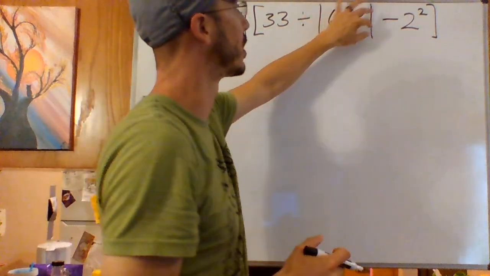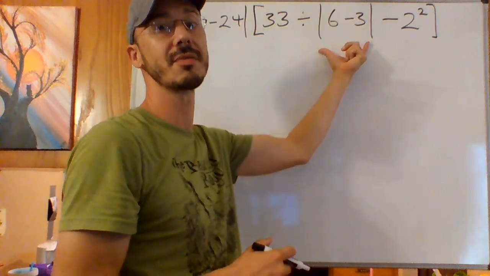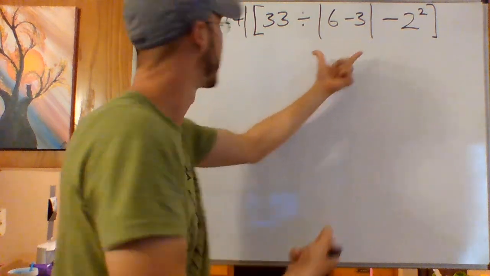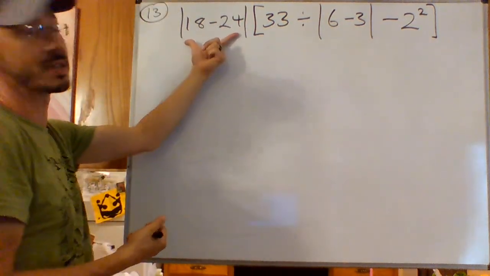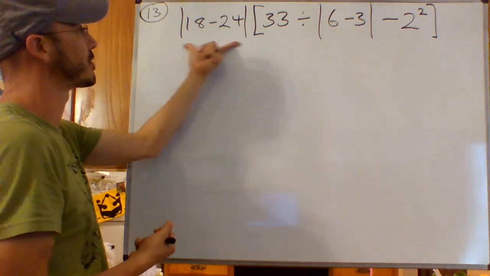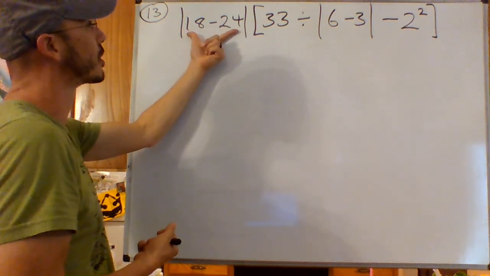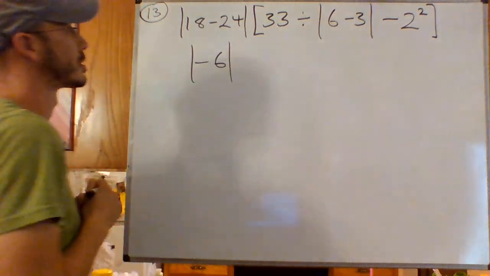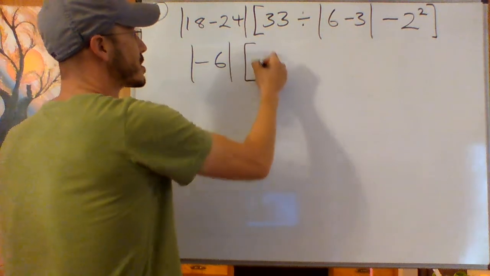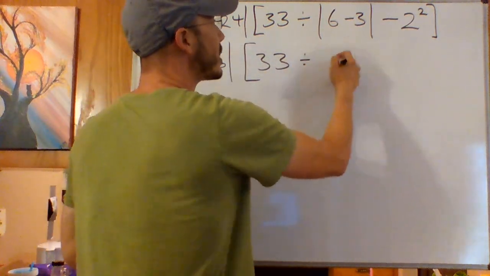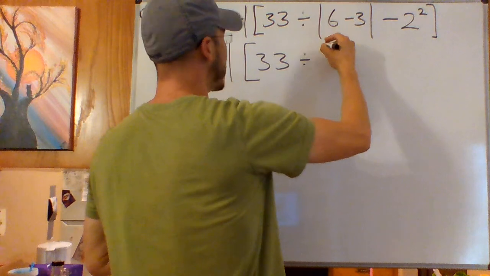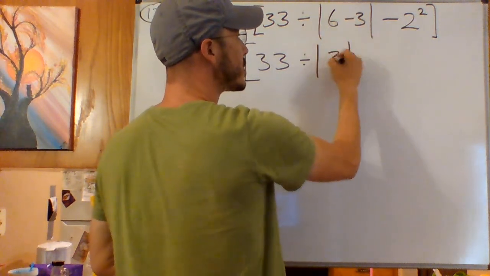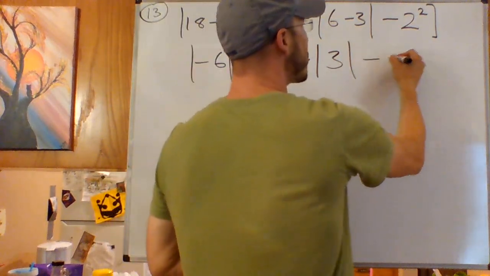So this is a group of symbols, just like as if it was in parentheses, only the absolute value bars mean something additional. For example, this one also grouped with absolute value bars. 18 minus 24 is negative 6. And then in these brackets, 33 divided by the absolute, well, I'll leave it as absolute value. 6 minus 3, that's in the grouping symbol, so I need to do that subtraction. It's 3 minus 2 squared.